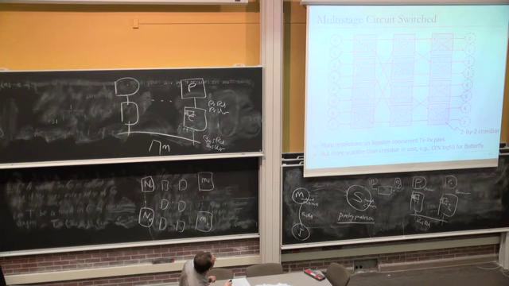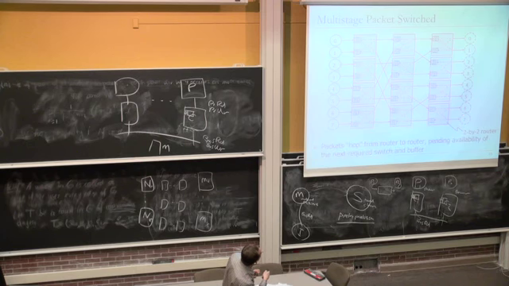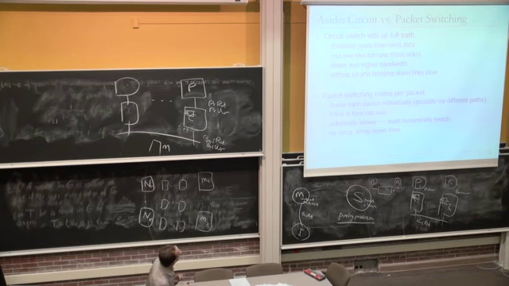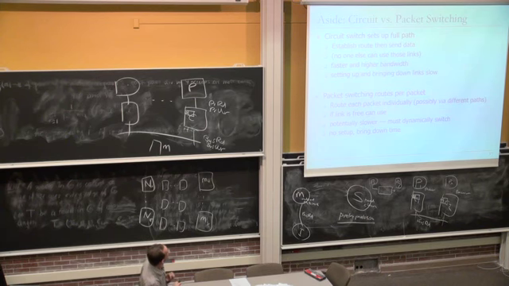If you want to do packet switching, you don't need to arbitrate beforehand. You basically have buffers in each of these crossbars, right? And the arbitration happens locally. Does that make sense? Okay. So this is the difference between circuit switching and packet switching.